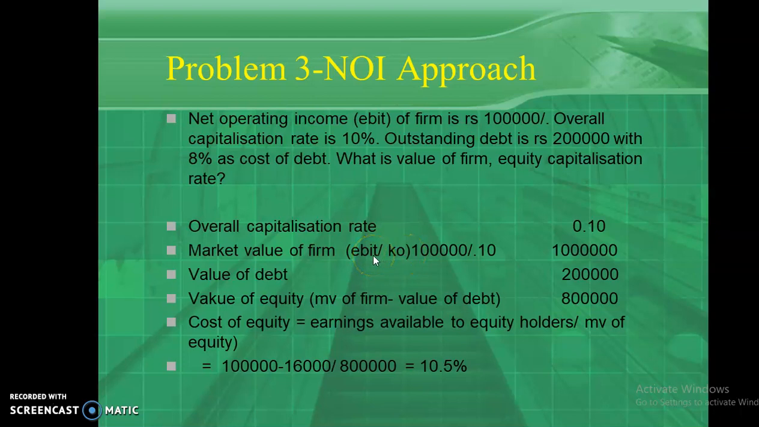So EBIT is given here, EBIT is 1 lakh. So 1 lakh divided by 0.10, that is the cost of capital. So you will get the market value of the firm. Market value of the firm is 10 lakh rupees.